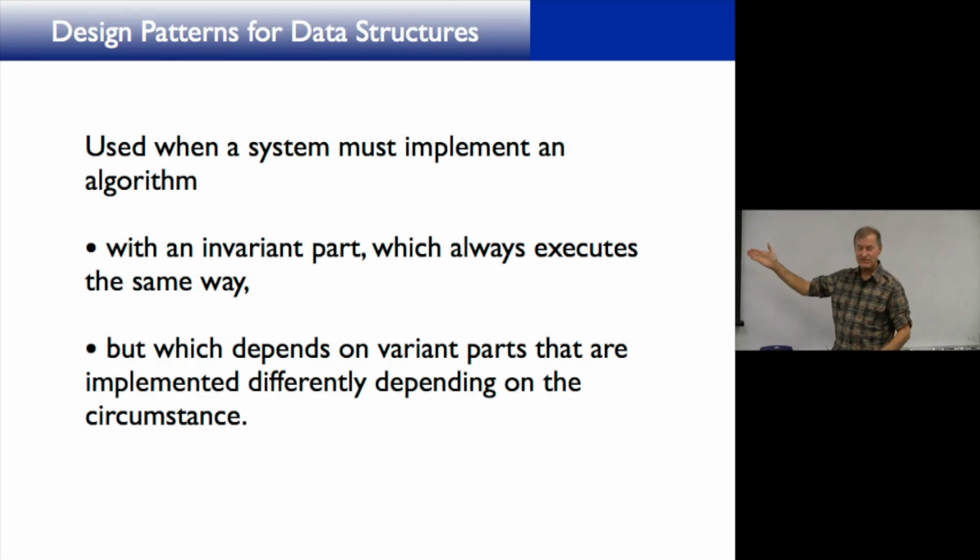How did they differ? In the way they do what? Split and join. Yeah, the way they do split and join. That's how they differ. But they all, do you see what we're saying? And do you see how this fits? Used when a system must implement an algorithm with an invariant part which always executes the same way, but which depends on variant parts that are implemented differently depending on the circumstance.